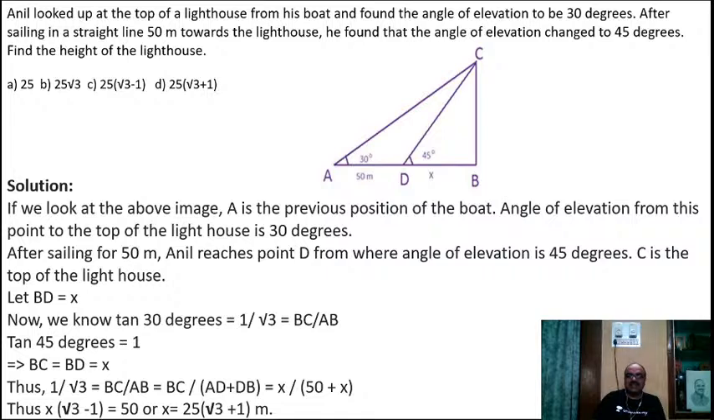He was first at 30 degrees. That was point A. He moved 50 meters. Then he came down to a point called D, from where the elevation was 45. Now the distance between D and B, which is not known, is taken as x. Do we need that as the answer? No, we don't want that.